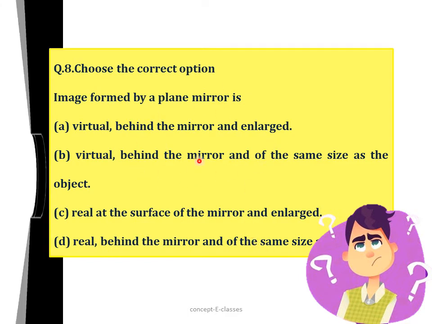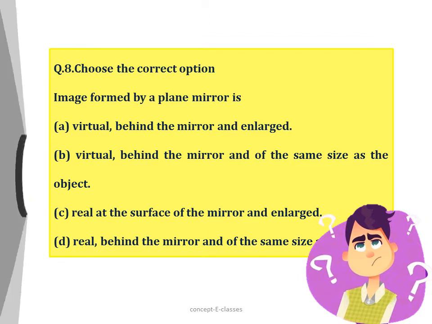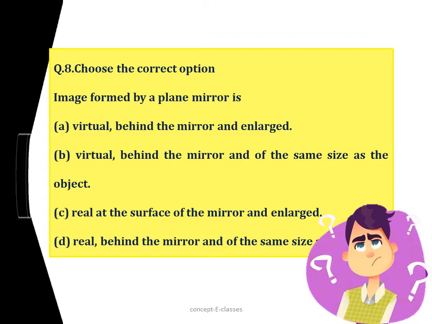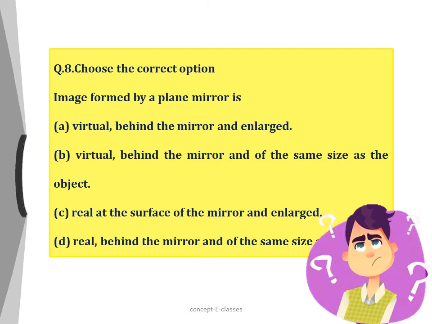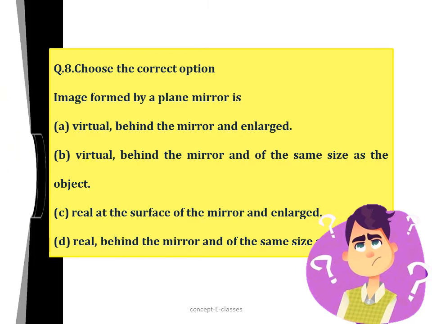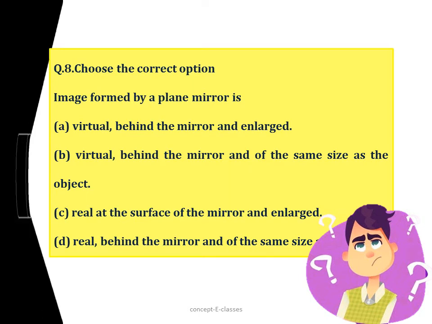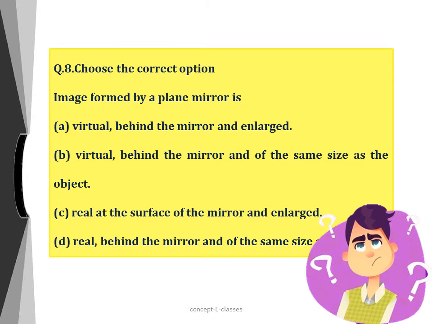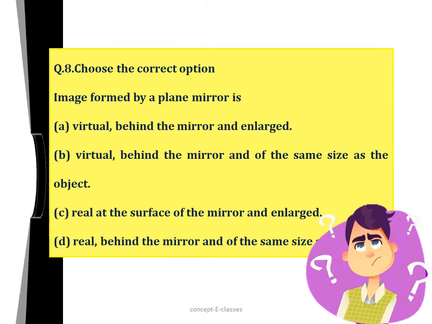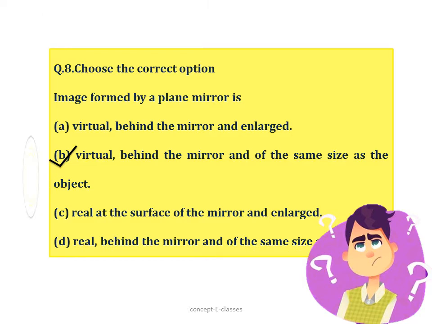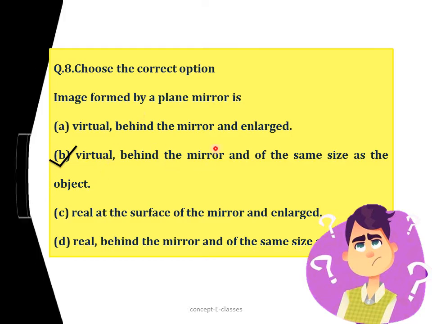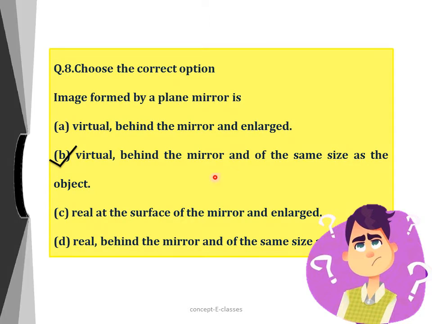So, what will be the image formed by the plane mirror? We have already studied the features of the image formed by a plane mirror. The image would be erect, it will not be inverted, it will have the same size as the object, it will be the same distance from the mirror, and the image is obtained behind the mirror and it cannot be seen on the screen. Hence, it is a virtual image. So, all these conditions are satisfied in option B. The image formed by the plane mirror is virtual, it is behind the mirror and the same size as the object.